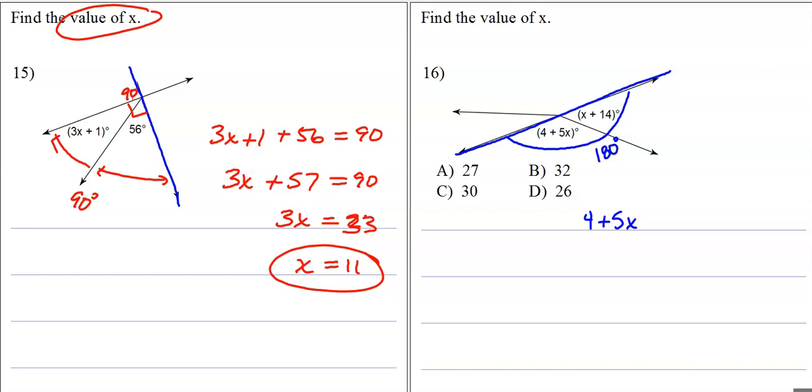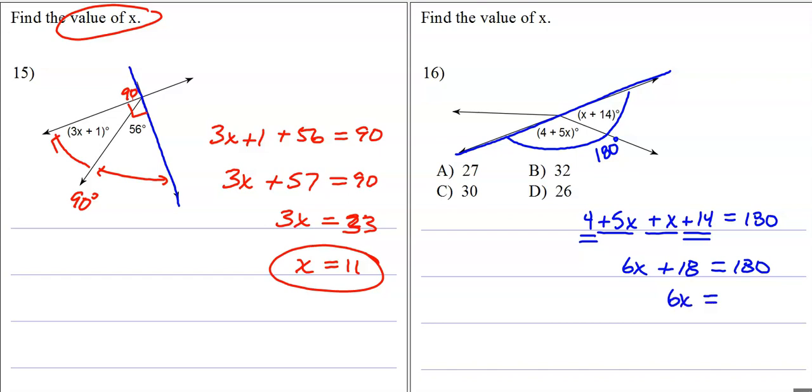4 plus 5x added to x plus 14 equals 180. We're going to combine some like terms here. 5x's plus one more x is 6x. We have a positive 4 and a positive 14 giving me 18 is 180. And I subtract 18 from both sides. And I get 6x equals 162. Divide both sides by 6. And that goes in there 27, I believe. So I think x is 27. Correct answer there is A.